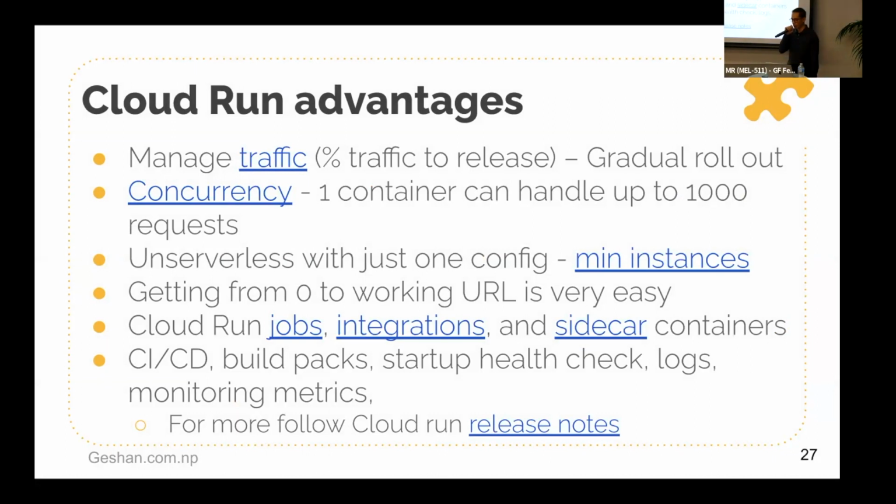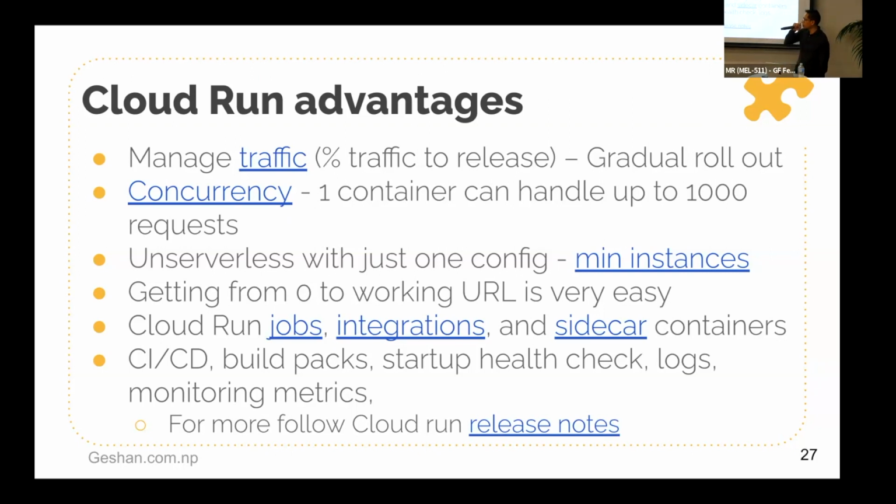Similarly, you have concurrency and you have control over the concurrency. One container could handle one request or up to 1,000 requests. That's up to you. You can decide how many requests you want that particular running container to handle. So concurrency is also a configuration.